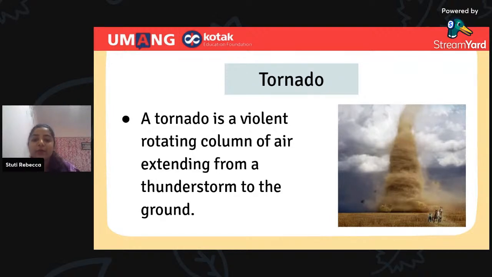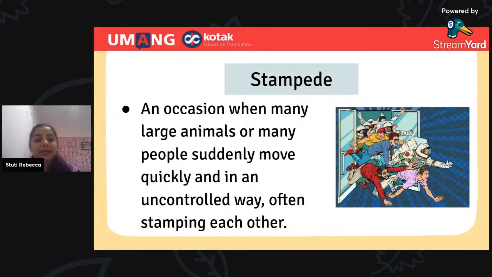The next word for you is stampede. I hope you all are writing these words in the chat box, everyone. Yes, are you all with me? Send a thumbs up in the chat box. Perfect. Now, what is a stampede? An occasion when many large animals or many people suddenly move quickly in an uncontrolled way, often stamping each other. That is stampede. Okay, don't forget this.